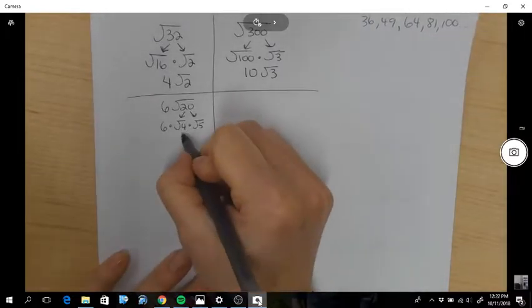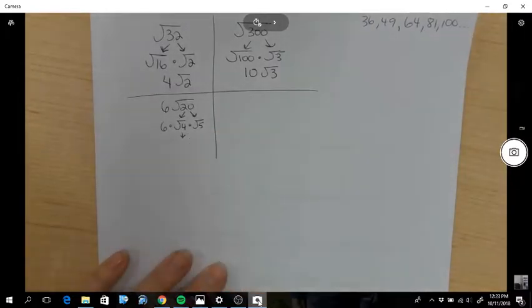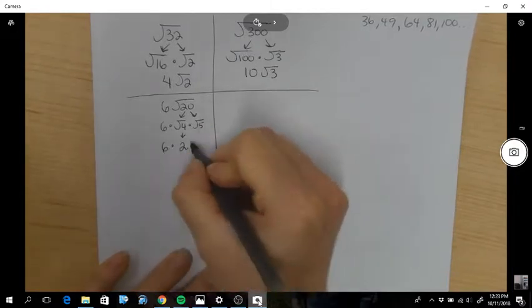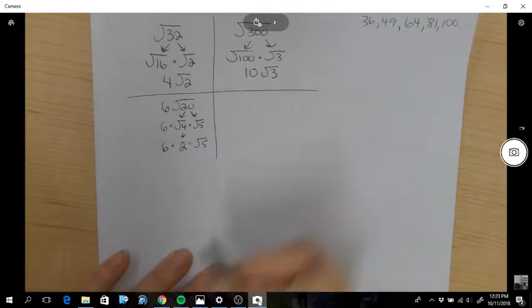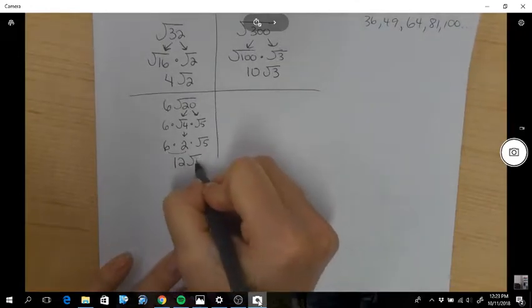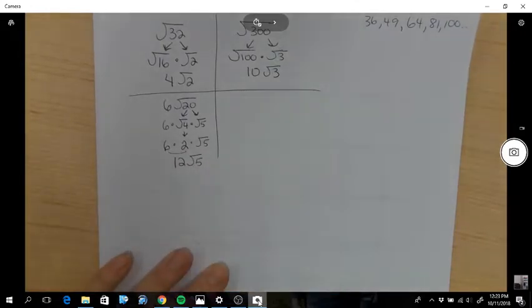Okay, now let's change this root 4. So now that would become a 2. Can't forget about the 6. Still timesing by root 5. And then I can put my coefficient together. So my final answer is 12 root 5.